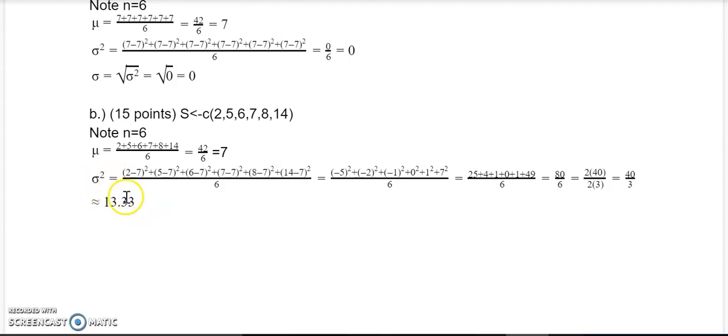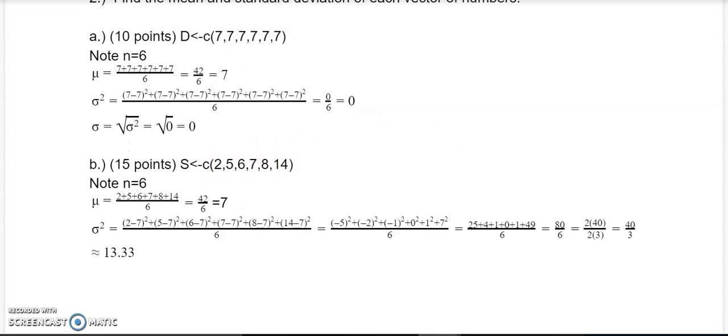And as you can see, it's not 0 this time like it was in the example above, because for these values, there's some spread between them. Like the first example, they're all 7s. That's why the standard deviation was 0, because there's no spread between them. Here there is spread. So the standard deviation is kind of measuring the average spread around the mean. So the bigger the standard deviation is, the more spread out the values would be around the mean.